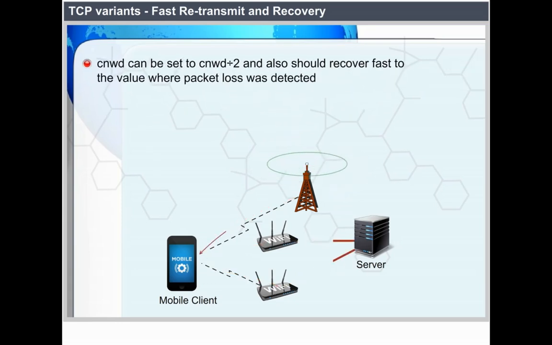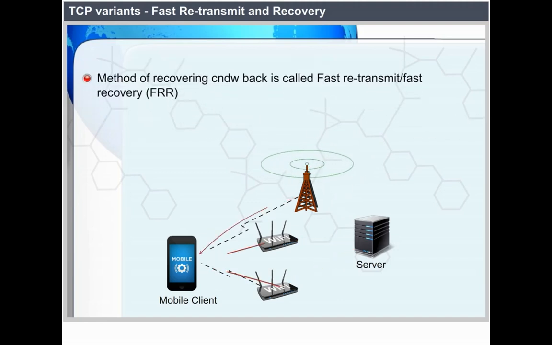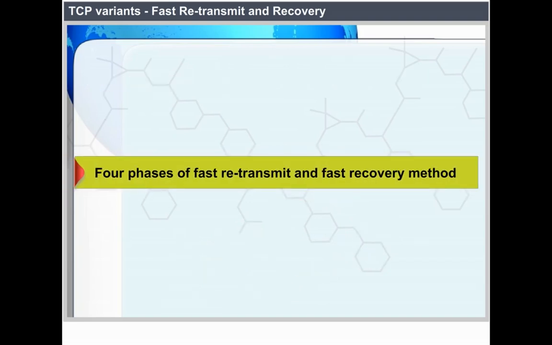CNWD can be set to CNWD divided by 2 and should recover fast to the value at which packet loss was detected. The method to recover CNWD back is called fast retransmit and fast recovery, FRR. There are 4 phases of the fast retransmit and fast recovery method.